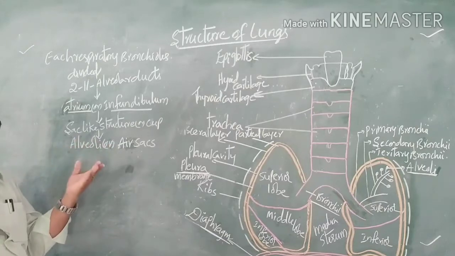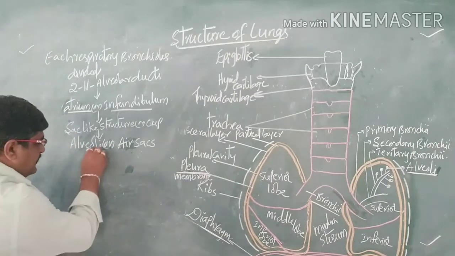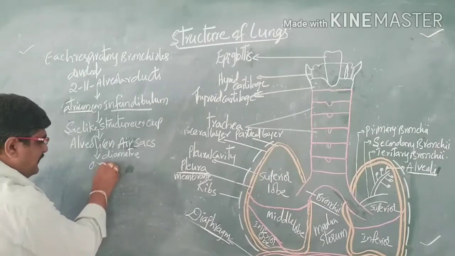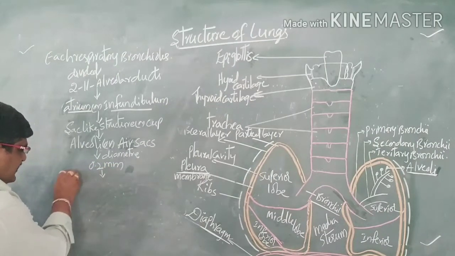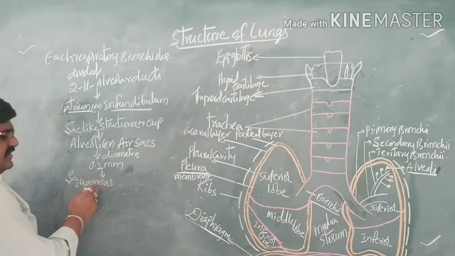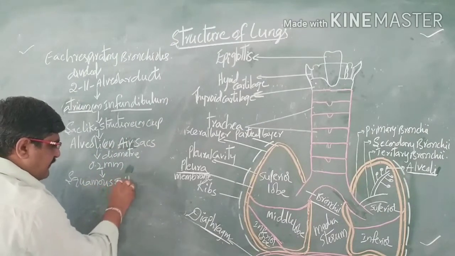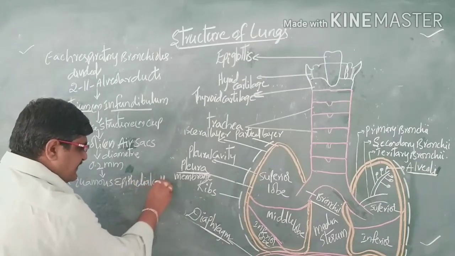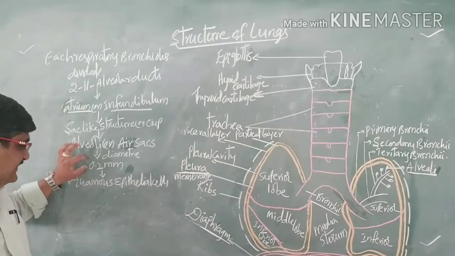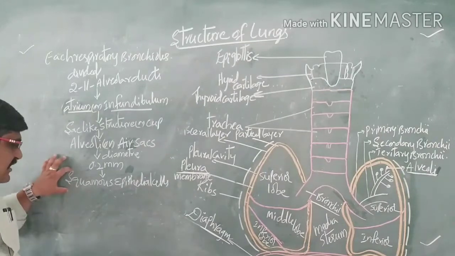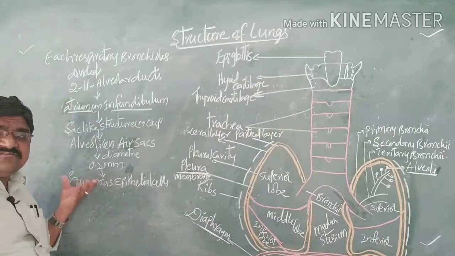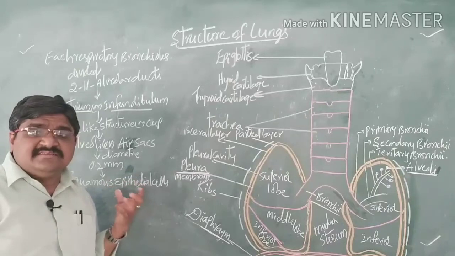The diameter of the air sacs is 0.2 millimeter, and they are made up of squamous epithelial cells. That means these alveolar sacs are lined by squamous epithelial cells. The diameter of alveoli is 0.2 millimeter, and they have squamous epithelial cells on the basement membrane.